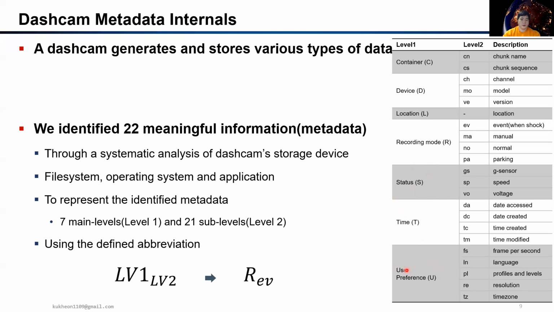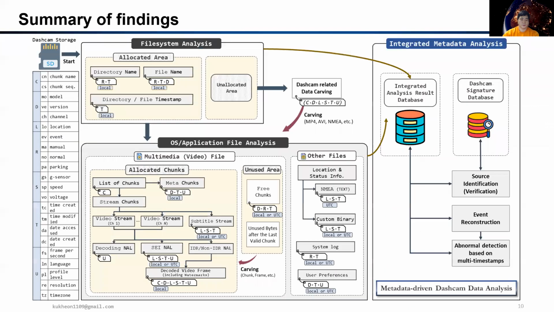We are also using defined abbreviations. R is recording mode, EV is event mode. This figure is a summary of the metadata we found. The gray box is the source where the metadata is located, the white wave is the type of metadata, and the blue box is time information.